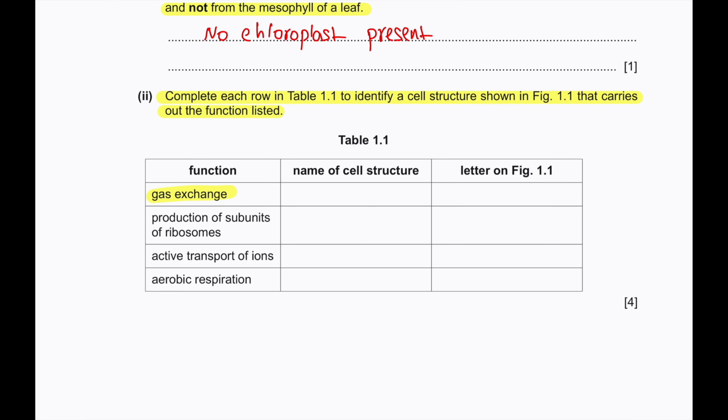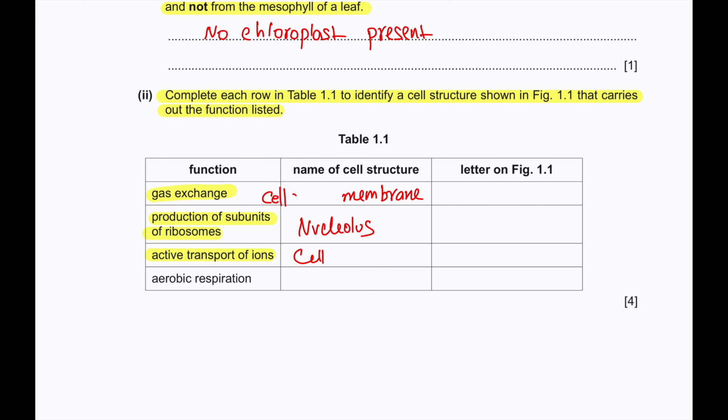Now, here it says function and name of the cell structure. Now, we know the cell structure that does gas exchange is cell membrane. Production of subunits of ribosome is definitely nucleolus. Active transport of ions is definitely cell membrane. Okay, we'll have to mention the words cell surface membrane because there are many more membranes present within the diagram. And then aerobic respiration is definitely mitochondria. So, cell surface membrane is labeled with A, nucleolus is labeled with C, and mitochondria is labeled with E.